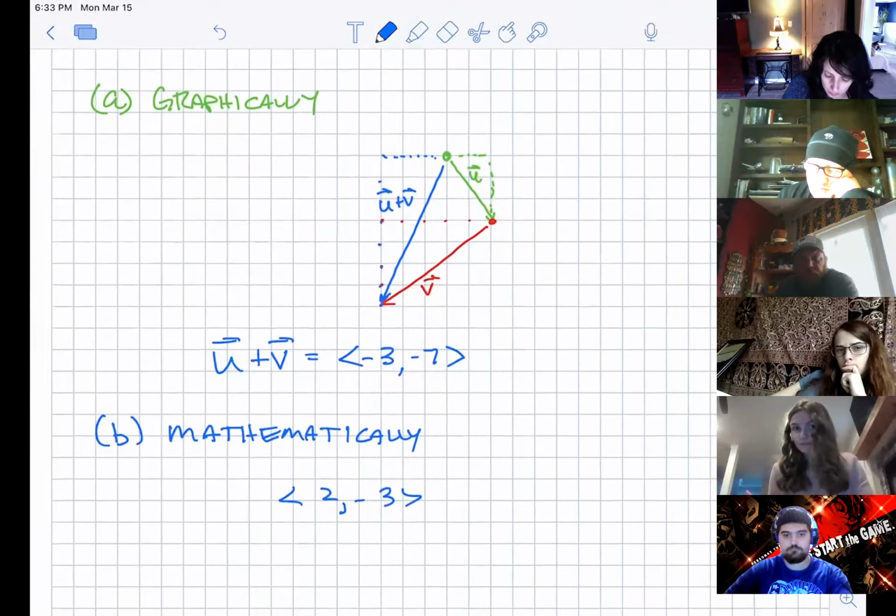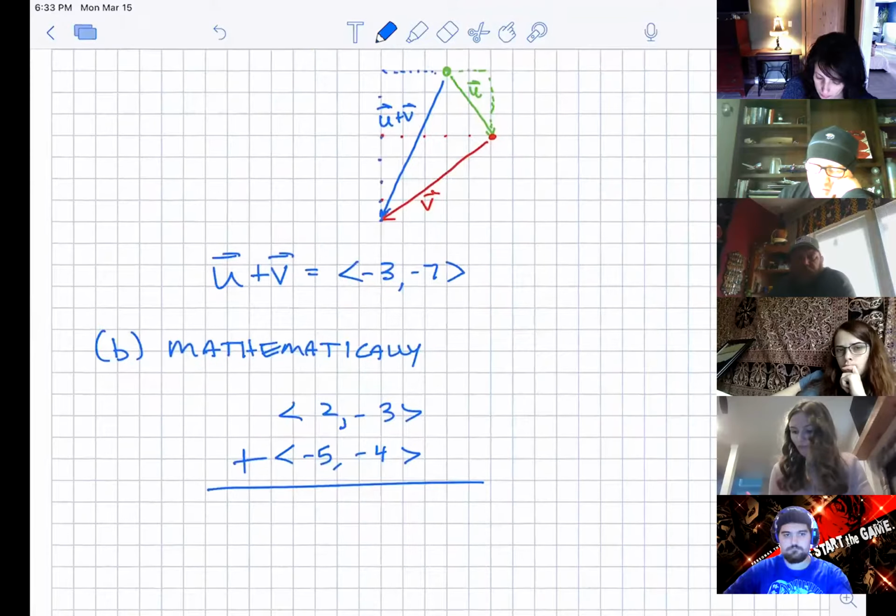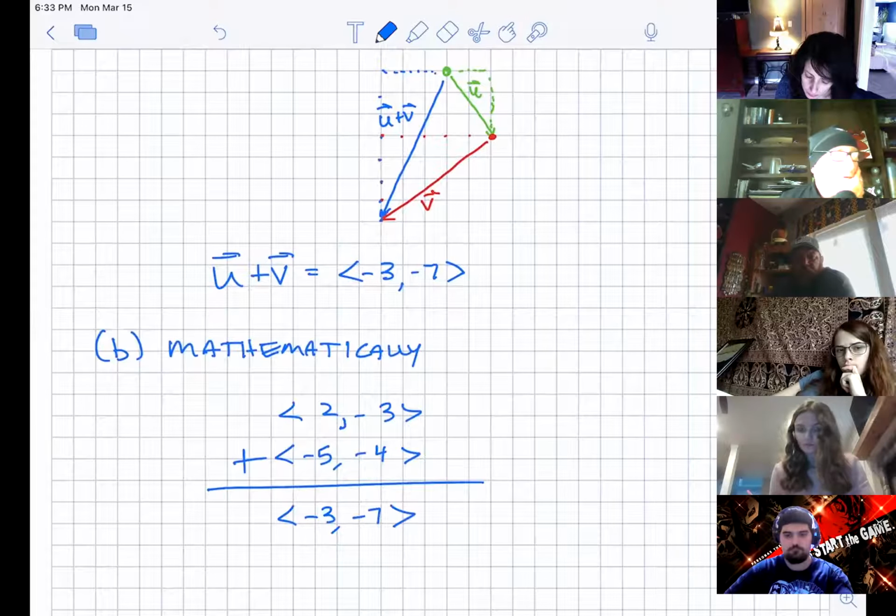For that reason, it's nice to write them over the top of each other like this, one over the top of the other, so that it's obvious you can add them. 2 and negative 5 is negative 3. Negative 3 and negative 4 is negative 7. Look at that. Same exact answer. That's pretty cool.